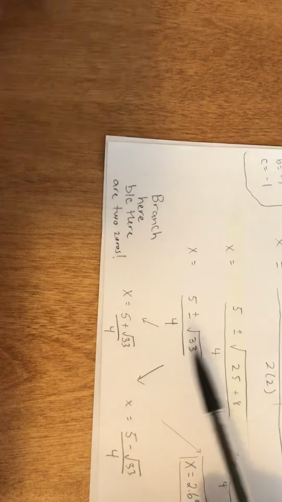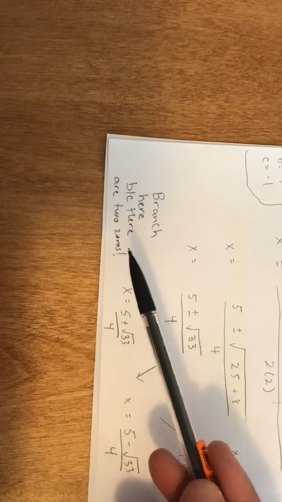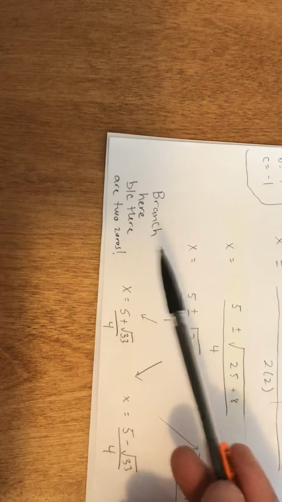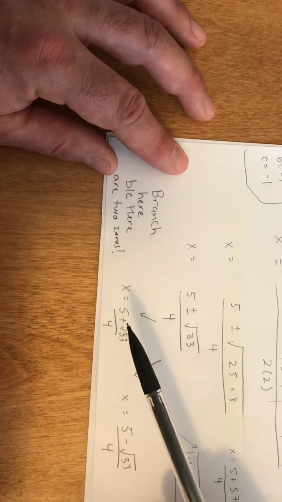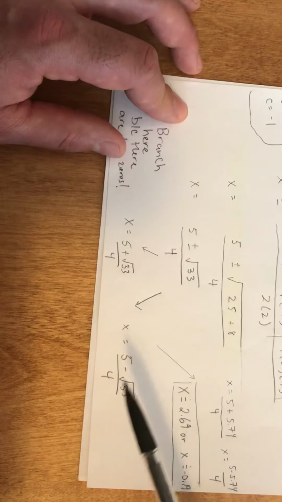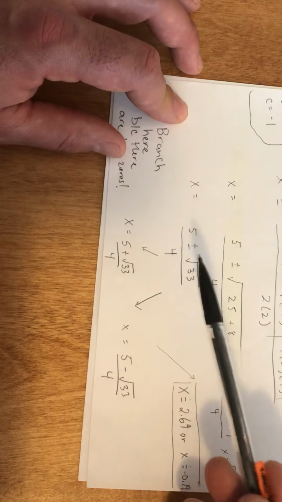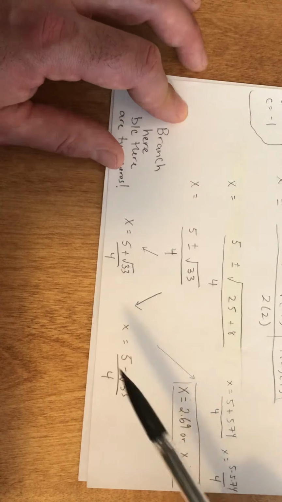From here, once you get to this step, I want you to branch here, because for this one there are 2 zeros. There are 2 answers that make this solution come true. So do 5 plus root 33 over 4, and then 5 minus root 33 over 4, because it's plus or minus. Okay, so you have 2 branches, and then solve each branch individually.